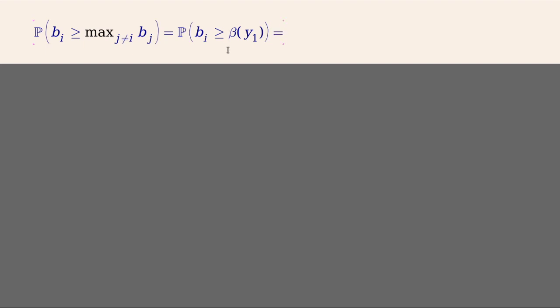And so now we know what the distribution of Y1 is. So we just need to transform this probability to the probability of Y1 being greater or less than something. And we can do that by just taking the inverse function of beta of both sides of this inequality. So this is equal to the probability of Y1, I'm also flipping left and right hand sides here, less than or equal to beta to the power minus 1 of b_i. So this is the inverse function of beta, meaning for any bid, it gives you the valuation of a person that would have bid like this. And so with the notation we had, this would be exactly G of beta minus 1 of b_i.